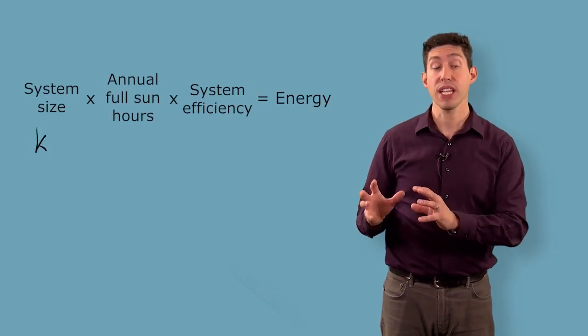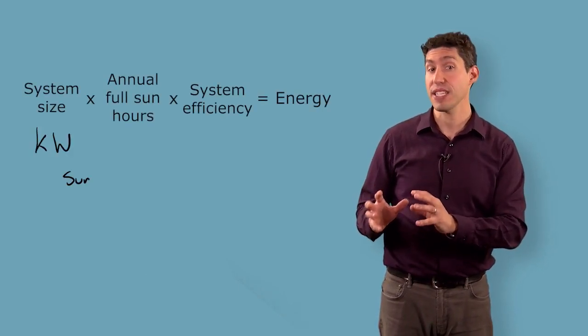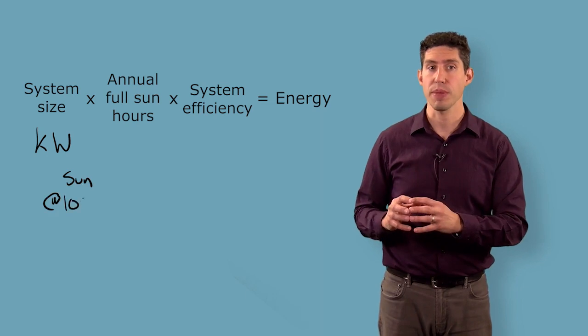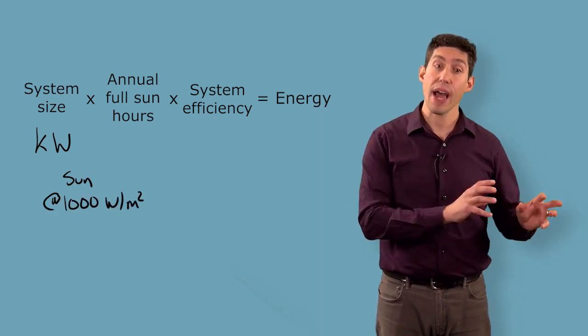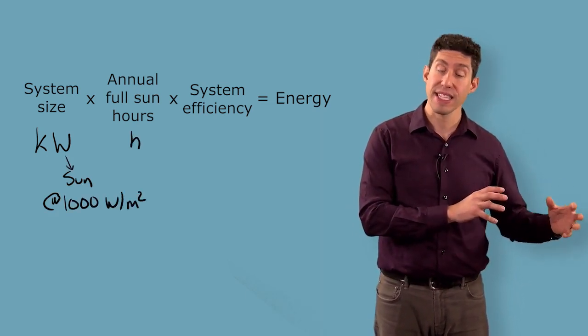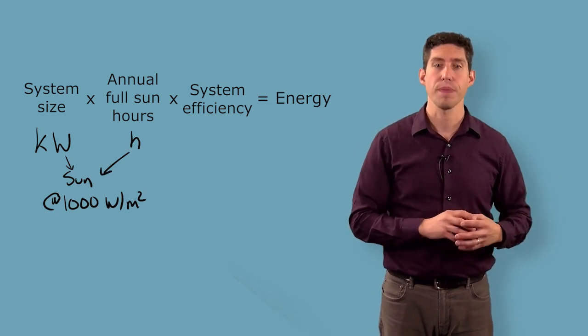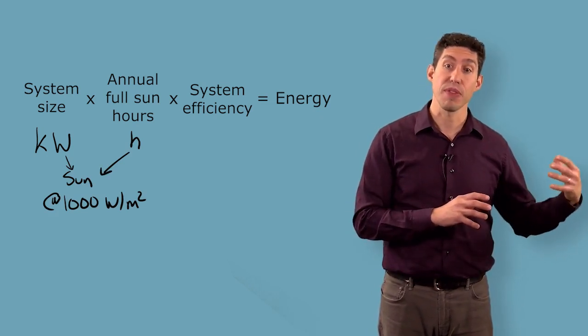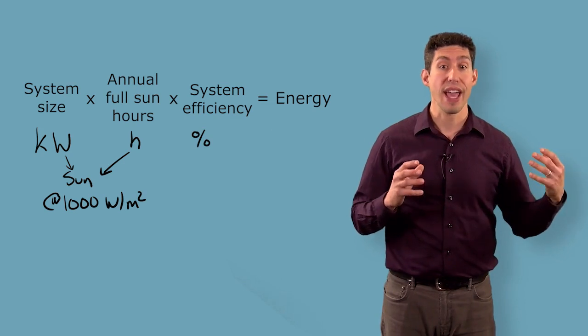Looking at units, we can multiply the system size, which is in kilowatts and defined by standard test conditions, 1,000 watts per square meter, by the full sun hours, which are the hours of sunlight at standard test conditions per year. Multiplying that by the system efficiency gives us the overall energy.